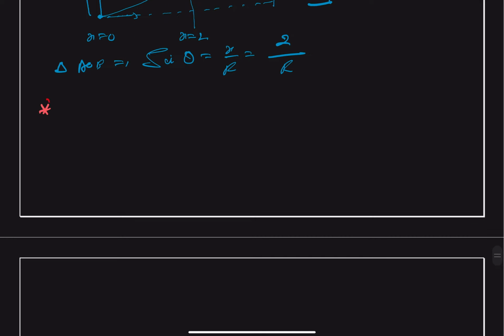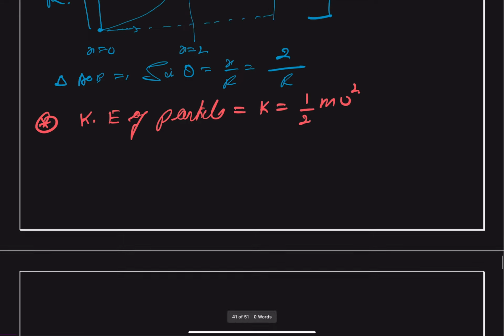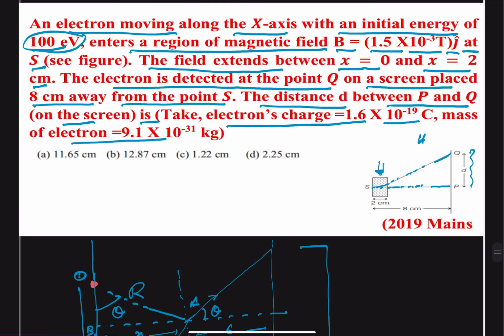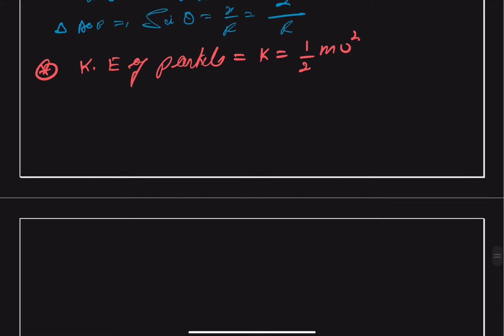So we know that the kinetic energy of the electron, let us suppose that is given as K. Kinetic energy of particle, let us suppose that is given as K, and this K will be equal to half mv square, and this energy will be provided by the 100 electron volt, the initial energy. So we can substitute it later on. And if it is moving in a circular path, the magnetic force will be providing the necessary centripetal force.